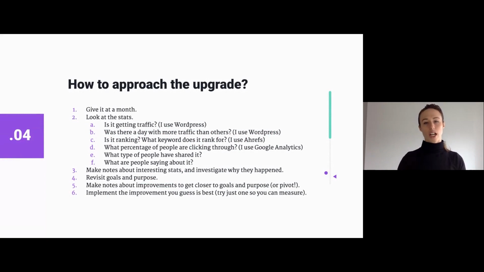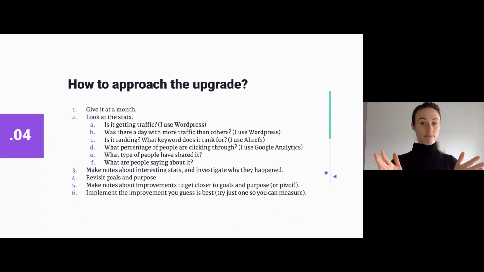How to approach a content upgrade. My general advice is this: give it a month, because you need time to get stats and get an accurate capture of data. Then look at the stats. Just check. It's like a quick checkup. Is it getting traffic? Was there a day that had more traffic than others? Like, what's going on there?